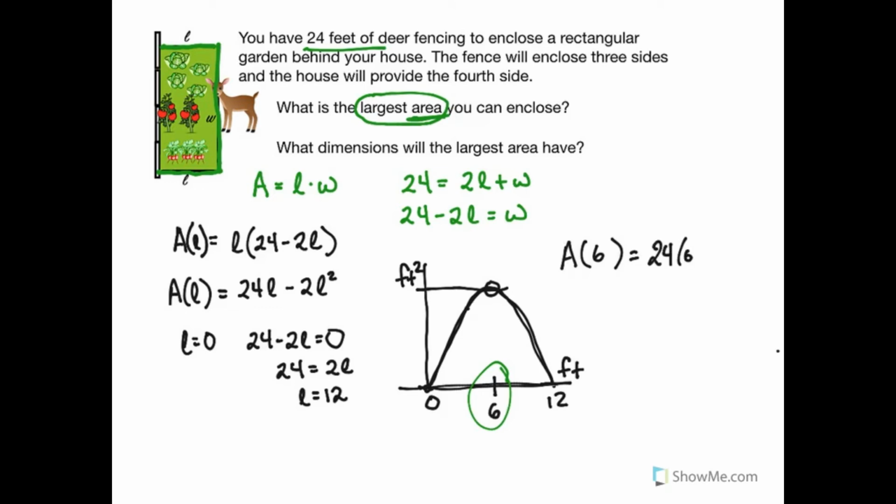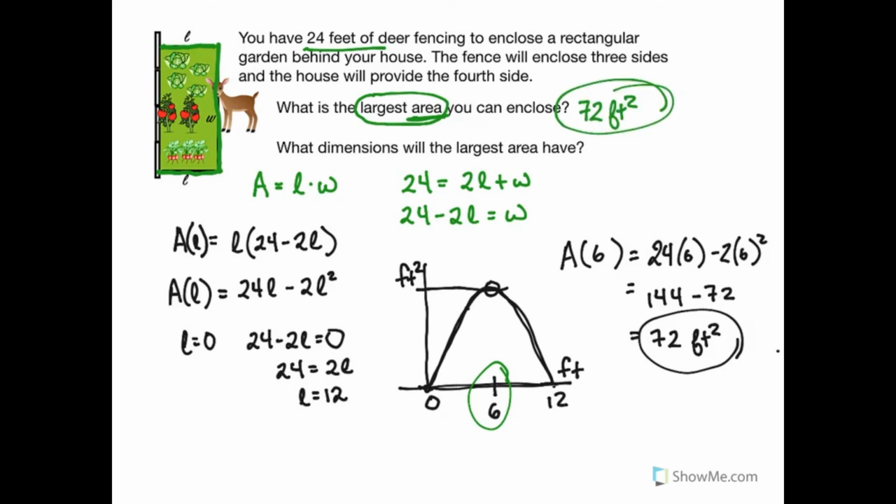So 24 times 6 minus 2 times 6 squared is going to give me 144 minus 72, which is equal to 72. So the area of 72 square feet is the most area I can get out of those 24 feet of fencing. I already know the length dimension. The length is 6 feet. Now W is 24 minus twice the length, so if I stick 6 in for L in that equation, W equals 24 minus 12, 12.